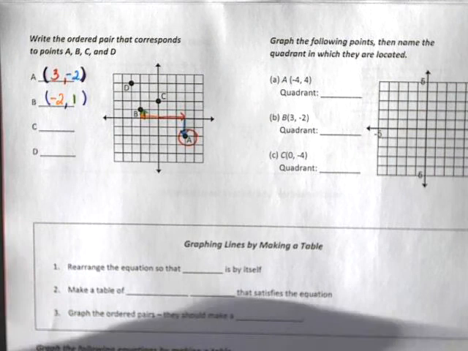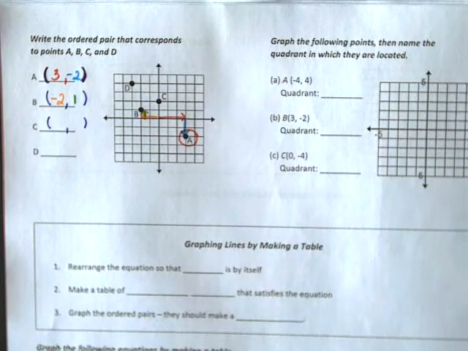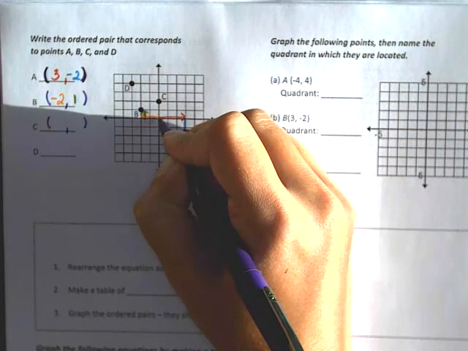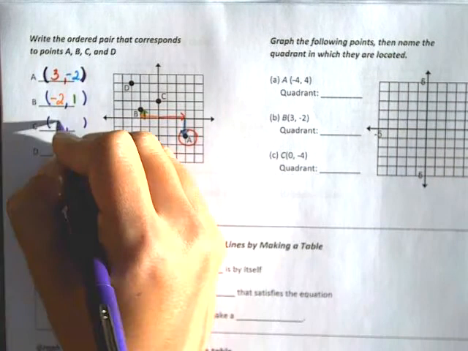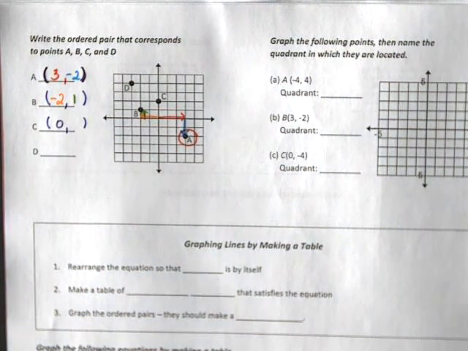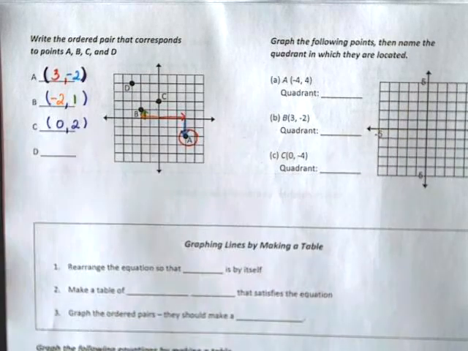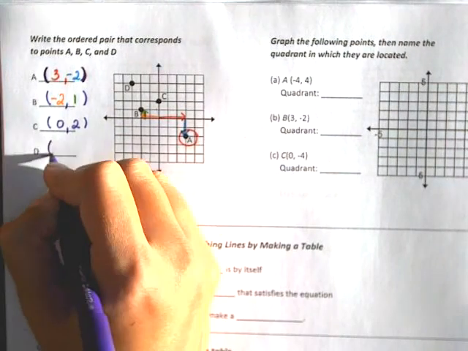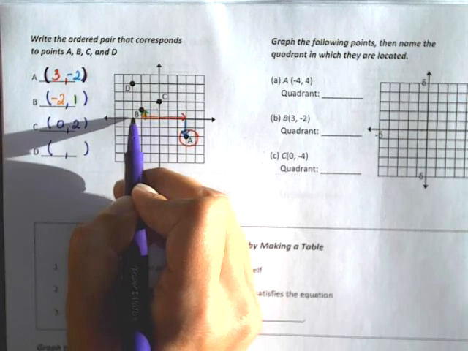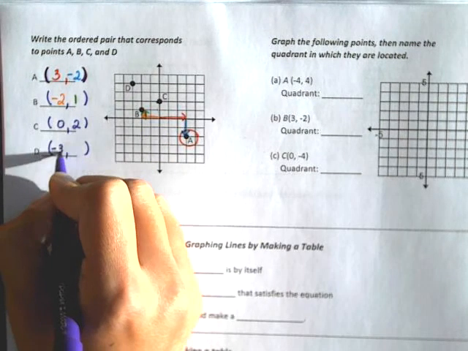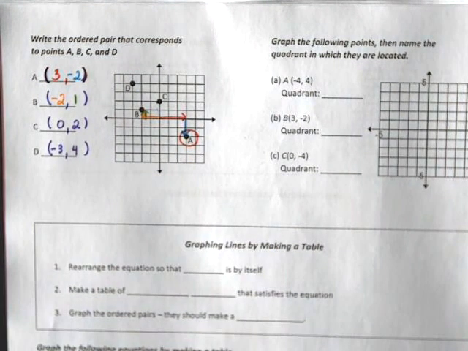Then for point C, and I'm not going to draw this in on the graph this time, again I need a parentheses. From the origin, because C is directly above there, I'm not going to go left or right any spaces. So my first number would be 0, and my second number would be +2, because after I don't go left or right, I just go up 2. And for point D, to get to point D, I would need to go left 3 spaces, so -3, and then up 4 spaces, so +4.